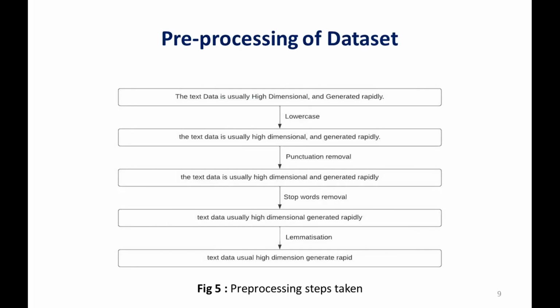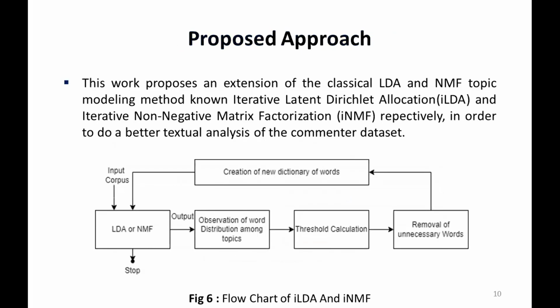After the pre-processing, we used the dataset, and in the proposed approach, we provided an extension of classical LDA and NMF through iterations. In the first step, we trained a classical LDA model, and from the output of the classical LDA, we observed the results and the word distribution that classical LDA was giving. Based on the observation, we defined a threshold.